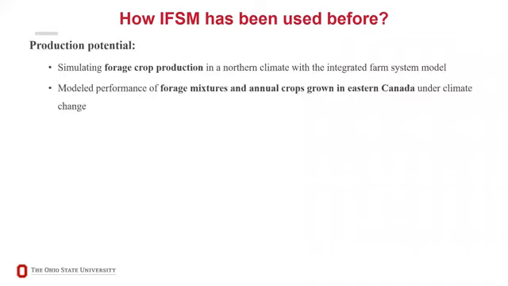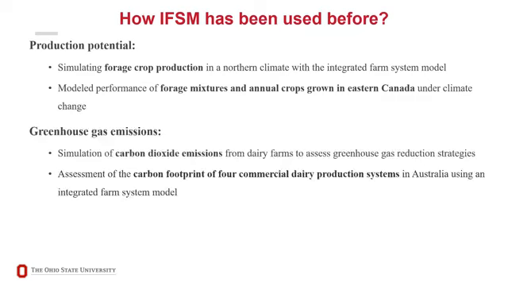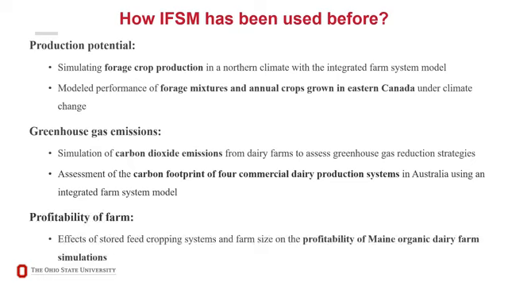So how has IFSM been used before? There are a few areas where IFSM has been used. The first one is the production potential. What will be the production potential with certain farm types or certain management practices, like simulating forage crop production in the northern climate with the Integrated Farm System Model. Similarly, the greenhouse gas emissions, which I already talked about, and the profitability of the farm.